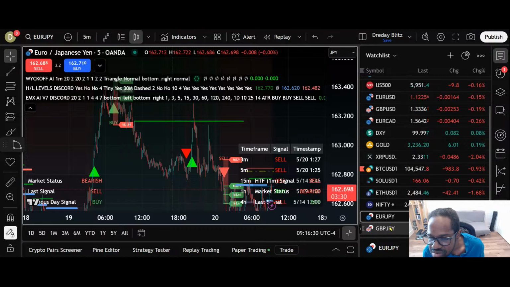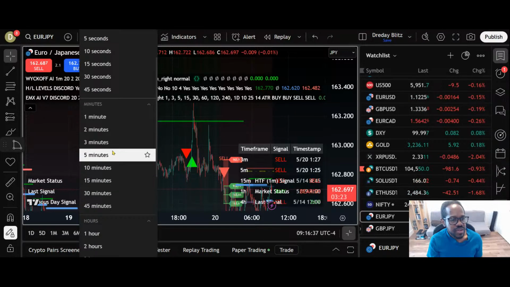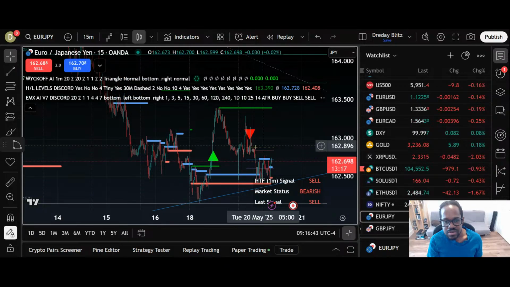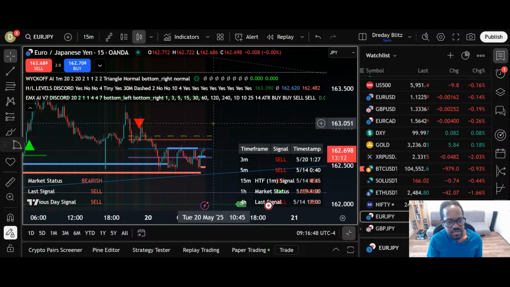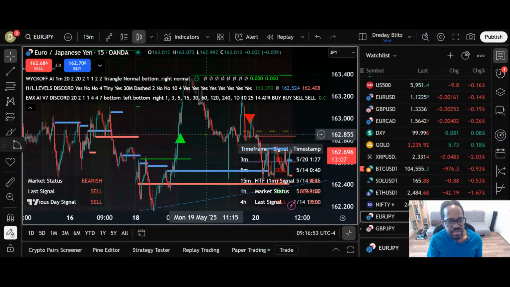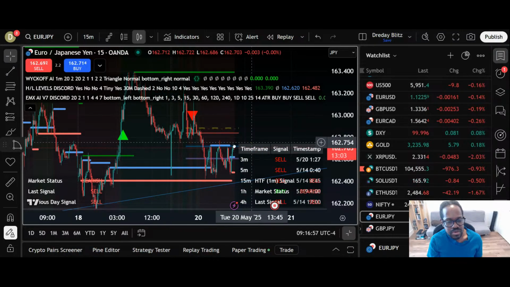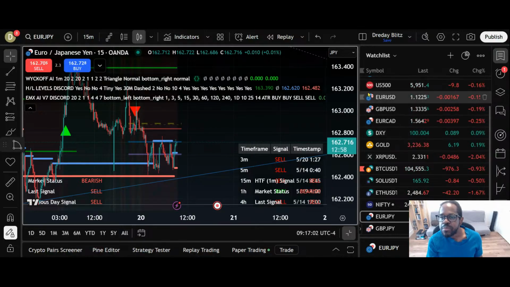All right, so let's go. But if I'm on the 15, that's on the 5, but on the 15, let's see. I think on the 15 you had a sell. Yeah, you had a sell setup here on the 15 on the Wyckoff, but not on EMXAI. So it's selling off right here. So it depends. It depends.